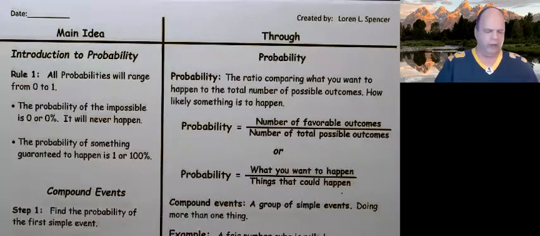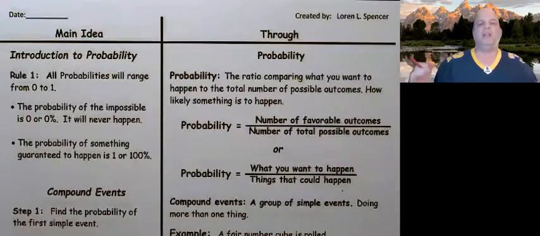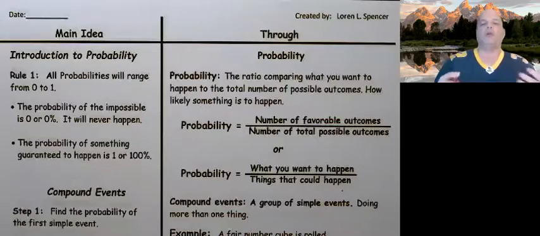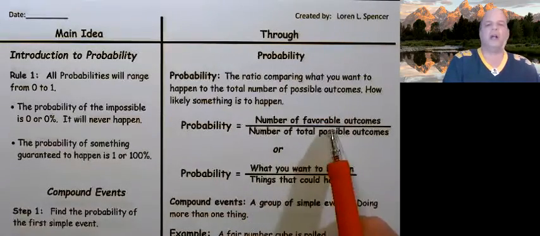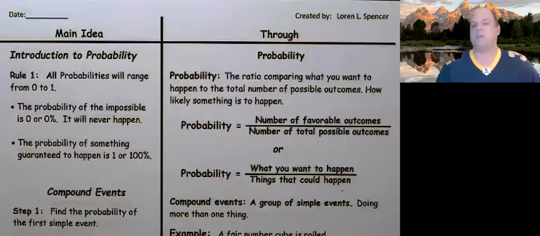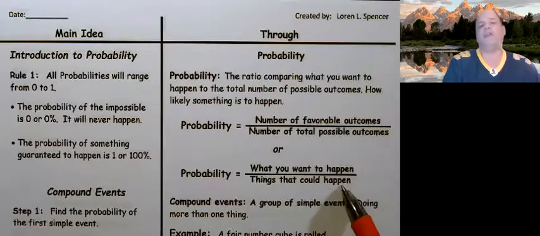Okay, so this video is going to be an introduction to probability. Basically, probability is the ratio comparing what you want to happen to the total number of possible outcomes. So it's the number of favorable outcomes divided by the total number of possible outcomes, or what you want to happen over the things that might happen.